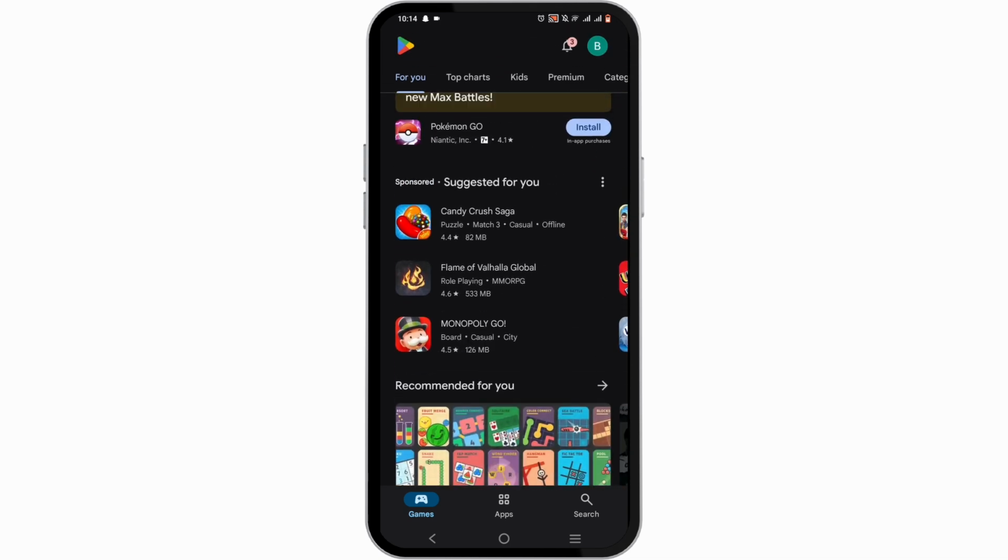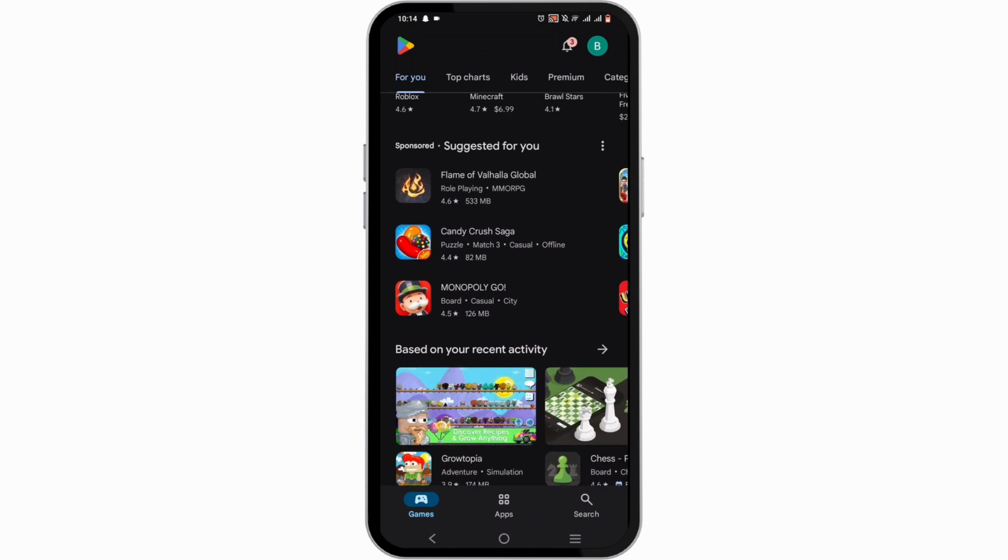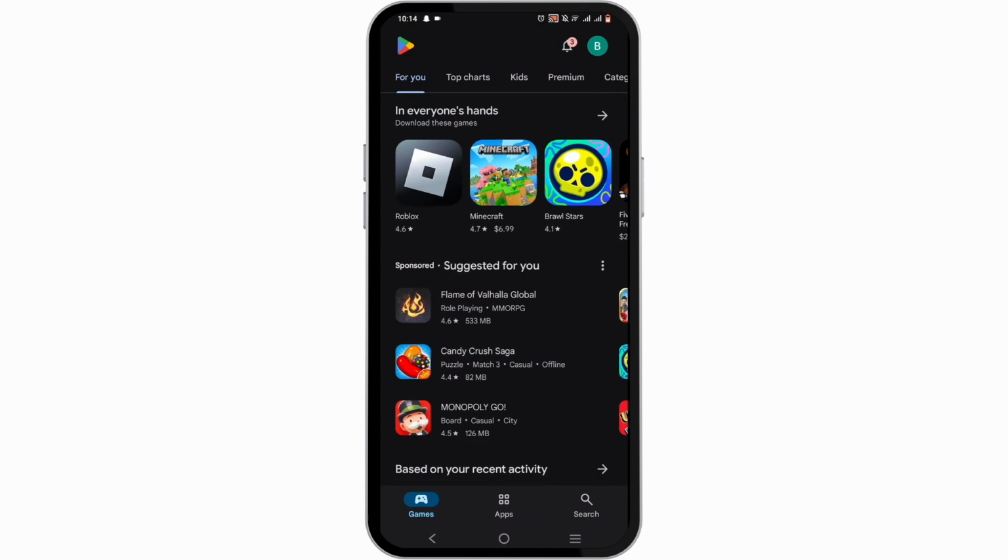If not, if you have purchased any of the premium offers such as applications, movies, or any other service of your Google Play, you can go ahead and sell it. So that is another way to indirectly transfer the funds from your Google Play Store to your bank account.